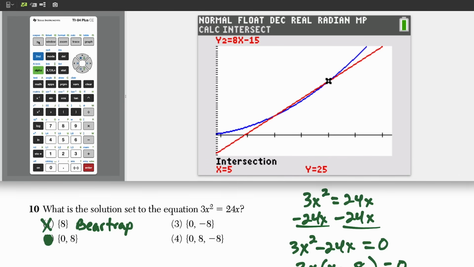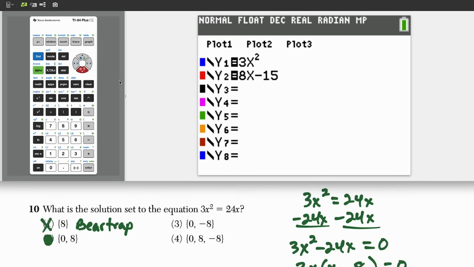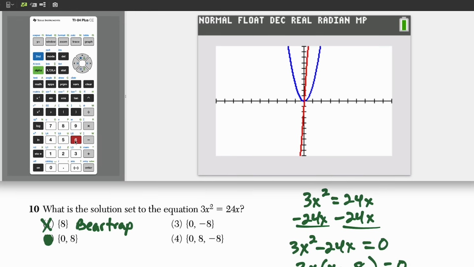But of course, for something like this, we could go to the y equals and type in 3x squared in the y1 spot. And then in y2, we could put the right side of the equation, 24x. And then all we have to look for here is when these graphs intersect. So I'm going to press zoom 6 to put this back to normal.